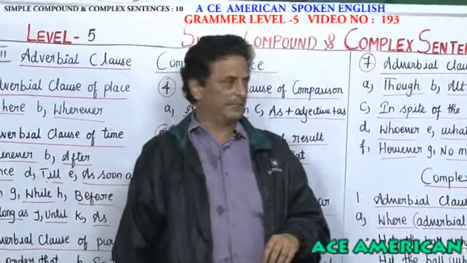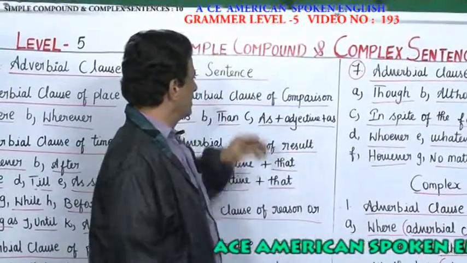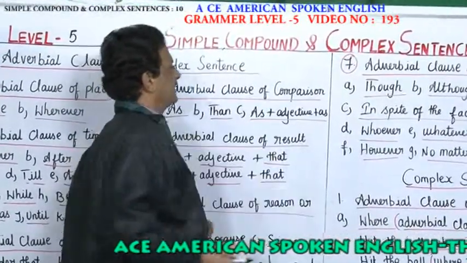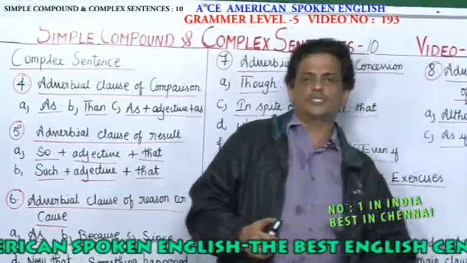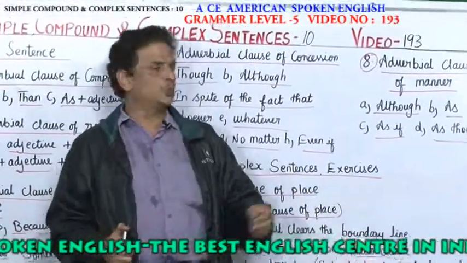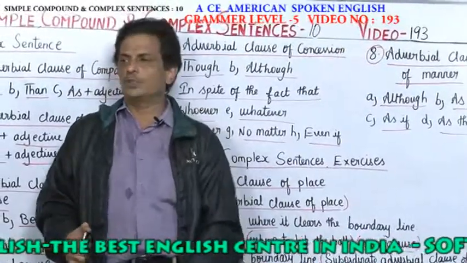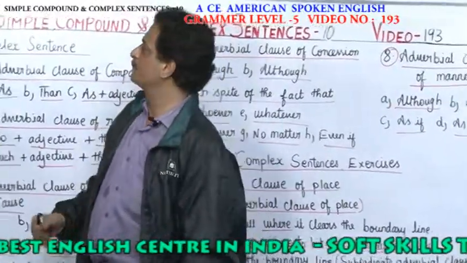Check your level 5 grammar book. The topic is simple, compound and complex sentences. The 10th video which you are coming here. Total number of videos you have seen, 192 videos. Now you have come here to the 193rd video.